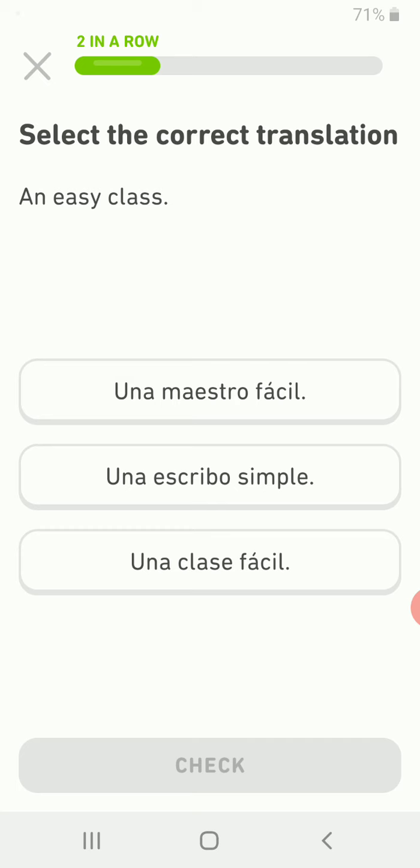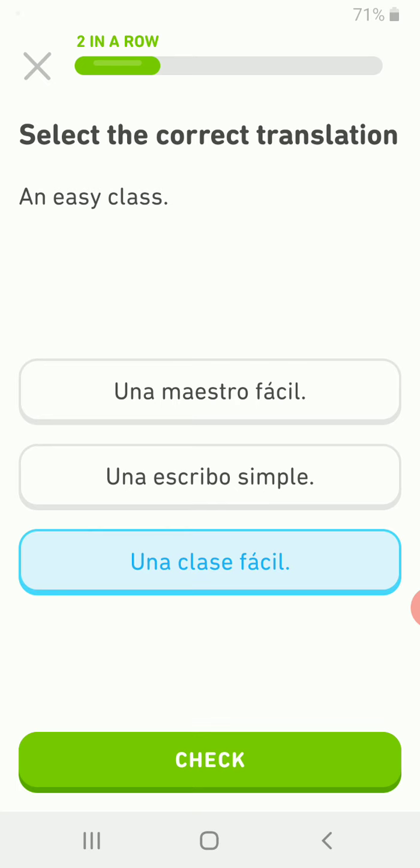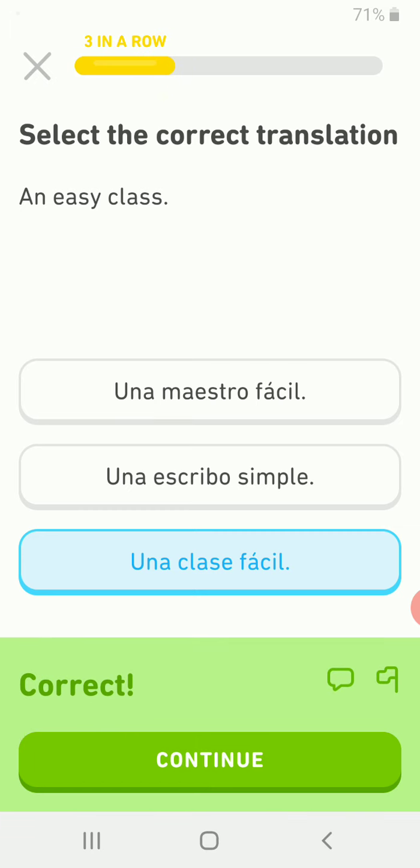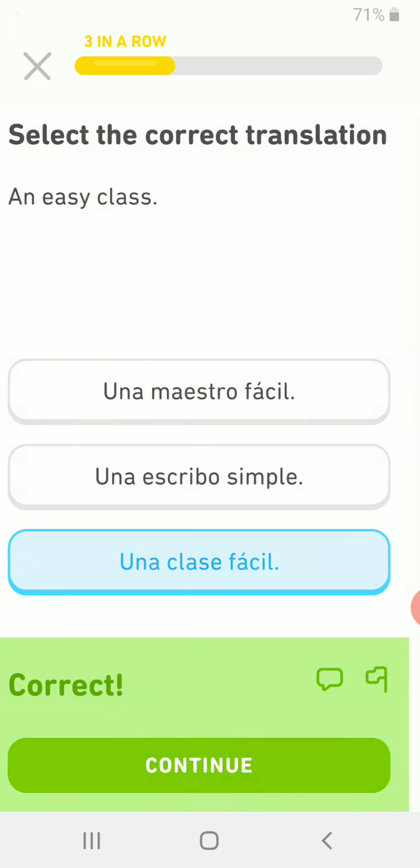Select the correct translation: an easy class. How do you say easy? Fácil. And class is clase. Una clase fácil. So the first one is maestro. I have to make sure, is it the teacher also? We have to see. Una escribo simple. Simple means simple. So I think the other phrases are just to neglect. So the correct one is here, una clase fácil. So an easy class. Notice that the adjective comes after the noun, just like we've seen.